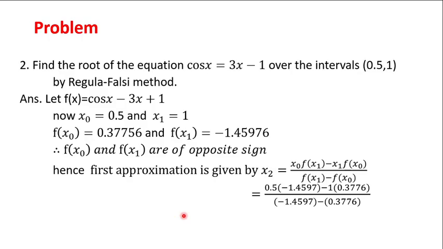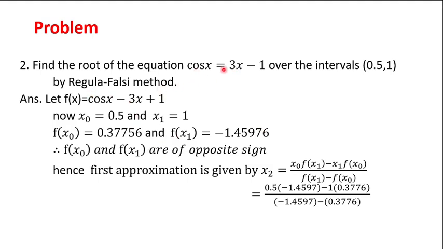Now we go to another problem. In the previous problem, the equation contained a logarithmic function, but in this problem, the given equation contains the trigonometric function cos. Find the root of the equation cos x is equal to 3x minus 1 over the interval 0.5, 1 by the Regula-Falsi method.